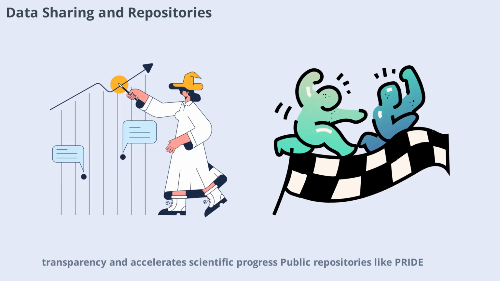Public repositories like PRIDE, Peptide Atlas, and MassIVE store raw and processed data, making it accessible to the global research community. Data sharing enables reanalysis, validation, and meta-analysis, driving new discoveries and supporting open science initiatives.